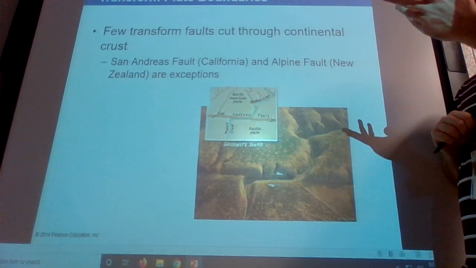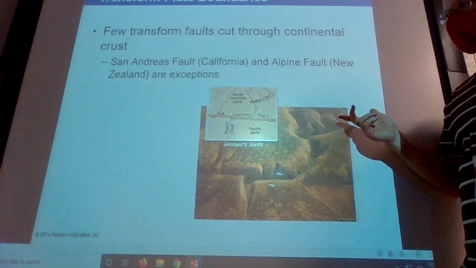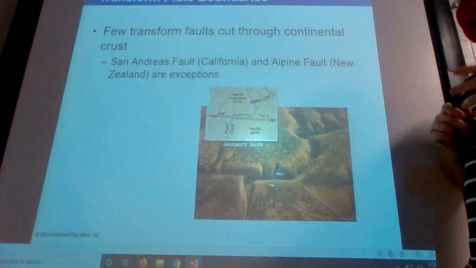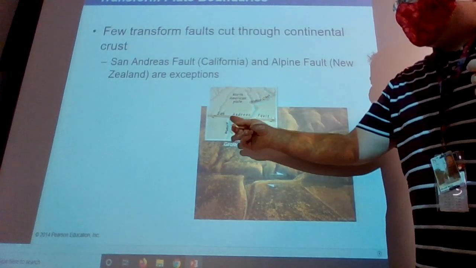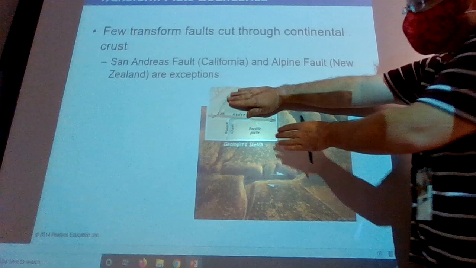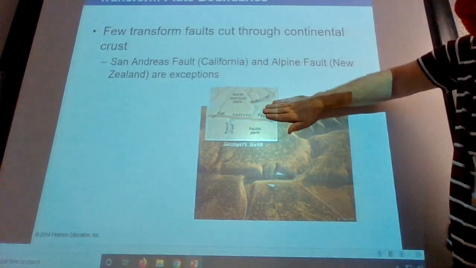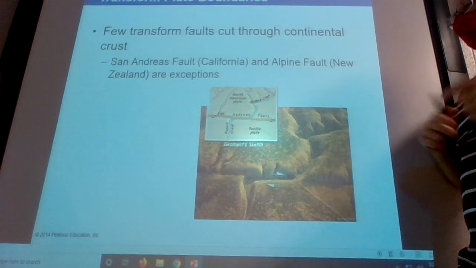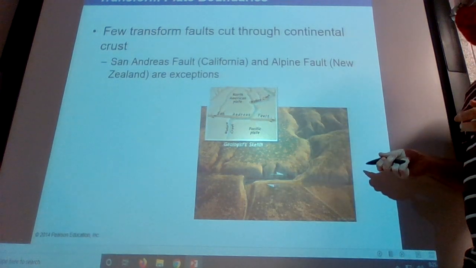So there are a few transform faults that cut through the continental crust. Their example here is the San Andreas fault that cuts through California. Here's a nice river, and you can see that it's been offset by the San Andreas fault. As the fault moves this way, it's pushed this part of the river to the left, that part of the river to the right. And now the river, here's an actual picture of it, has to compensate by running along the fault.